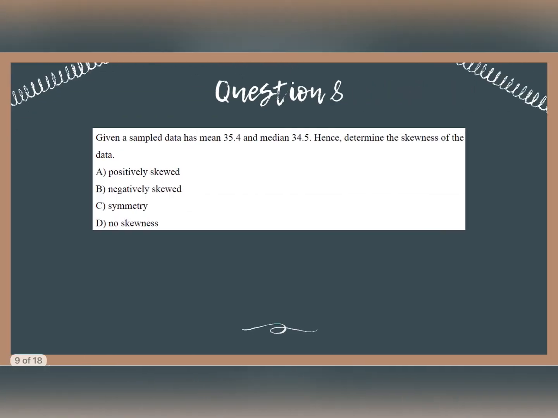And the last one untuk data description is question number 8. Given a sample data has mean 35.4. So ini dia punya mean. Okay, and the median adalah Q2. Determine the skewness. Okay, dia bagi mean dengan median. Remember, kita akan gunakan mean, median dan juga paling highest adalah mode kan. Kita akan susun mengikut ini. And then kita identify sama ada dia more than ataupun less than. Okay, so mean adalah 35.4, median adalah 34.5. So tak ada mode pun tak apa.